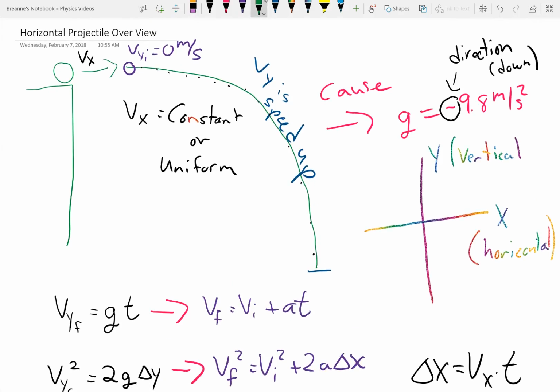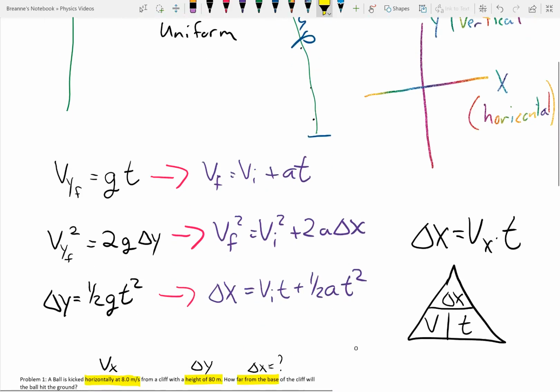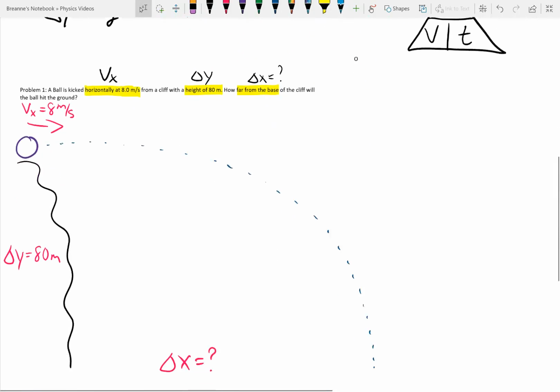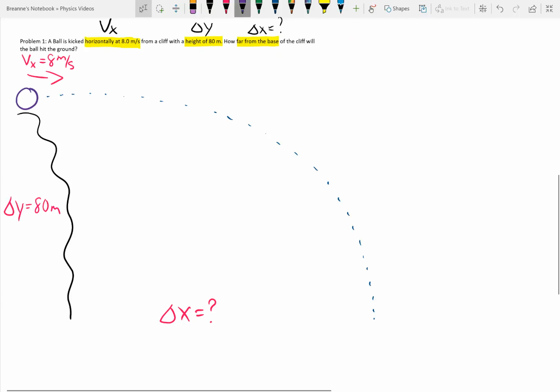Some hidden givens. Remember, our velocity in the y initial is 0. That is a hidden given. Our gravity is negative 9.8 meters per second squared. That is a hidden given. So we can write those down. Vyi equals 0 meters per second, and g equals negative 9.8 meters per second squared. So our two hidden givens. In a horizontal projectile problem, those will always be hidden givens.